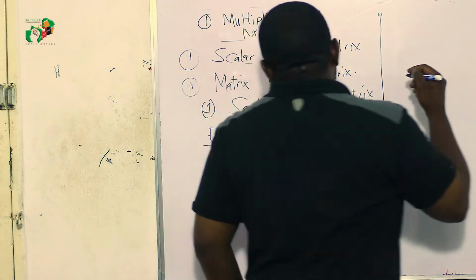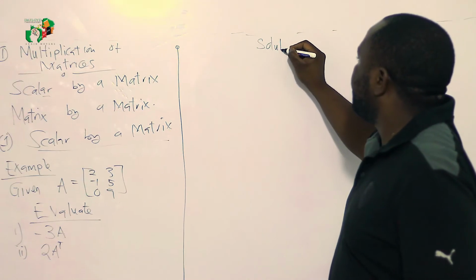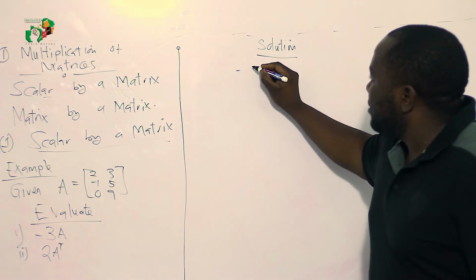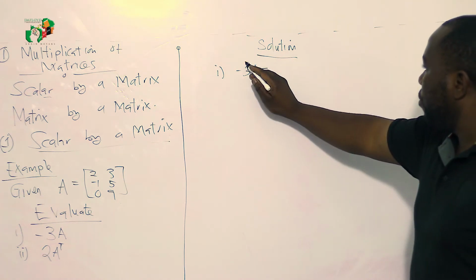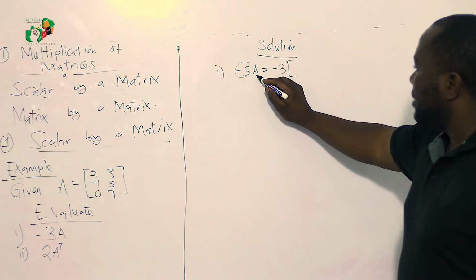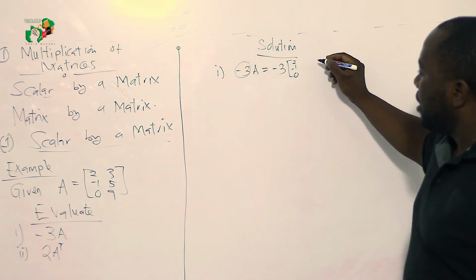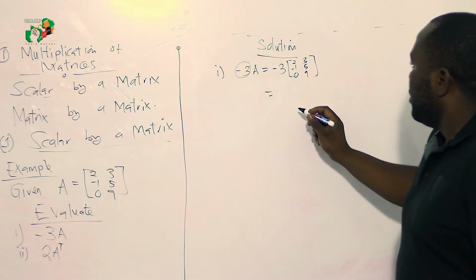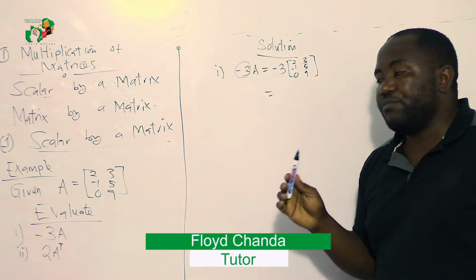So to solve this, we have the matrix solution. Number one, negative 3A is equal to, we copy this scalar because it's just a constant. So we write negative 3, and here our matrix is given there, which is 2, negative 1, 0, 3, 5, and 9. A scalar will multiply everything in this matrix. Every element or number is going to be multiplied.